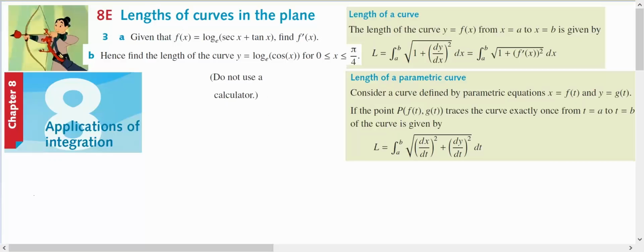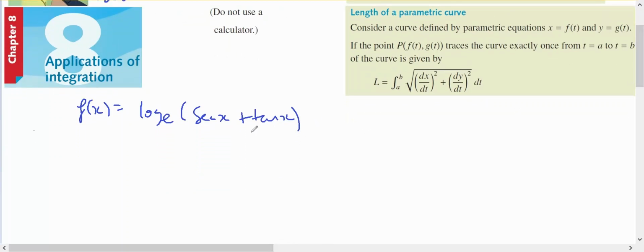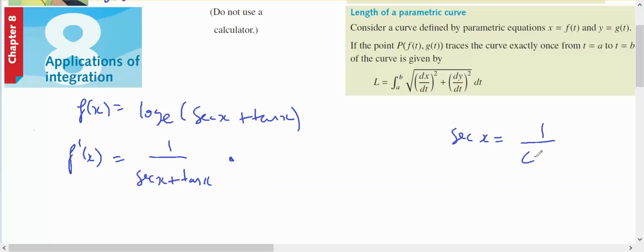And by the looks of it, because they've told you to find the derivative and then hence, this must be integration by recognition. So let's take the derivative first. So I know that f of x equals log base e of sec x plus tan x, and that is the derivative of the chain rule because I've got the logarithm of something. So its derivative, f dash of x, will equal 1 on sec of x plus tan of x, then the derivative of the inside, and sec of x equals 1 on cos of x.